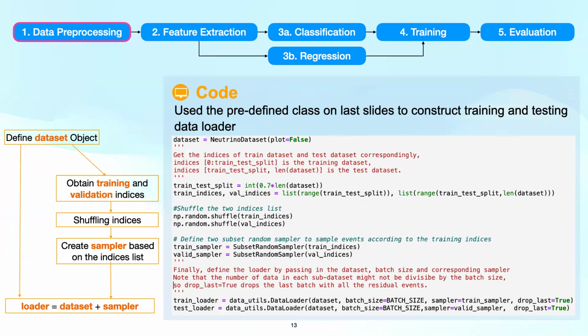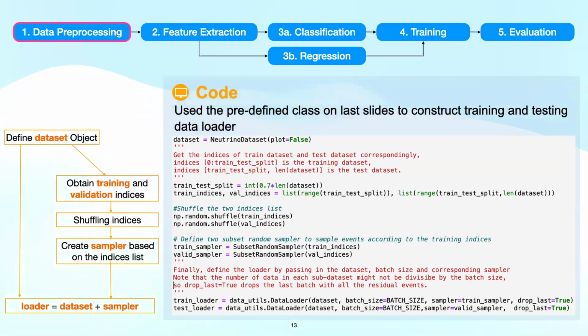So after having this neutrino data set class defined, we can actually build what we call the data loader that we're going to use to train a machine learning model. We start by defining the data set object by calling the neutrino data set. And then we need to obtain training and validation indices. Indices are just integers that tell you which location you should be calling in your data set. And then you want to shuffle all your indices.